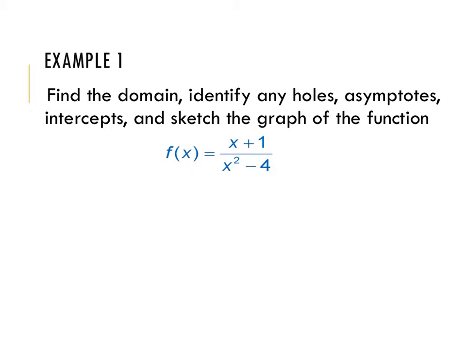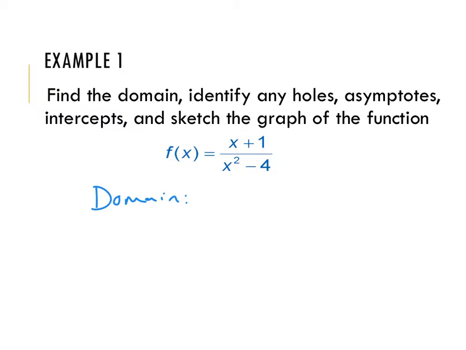Now let's try to put this all together in one. So in this example, we want to find the domain, identify any holes, asymptotes, intercepts, and use all that information to sketch the graph of the function. Let's first focus on domain. Remember, for domain, we need to look at what the domain restrictions are.